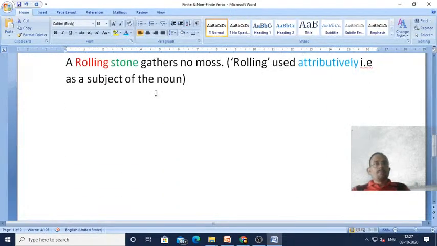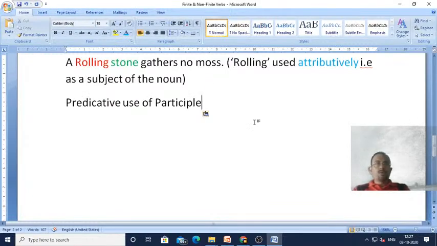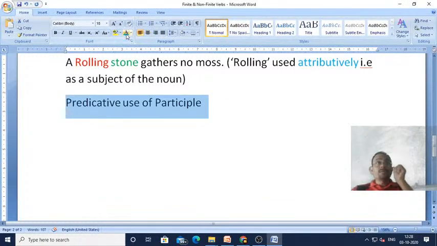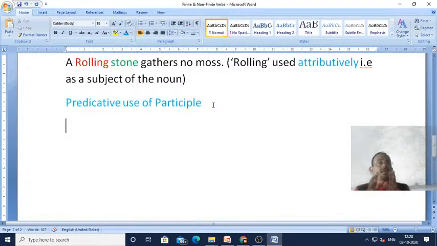Control C. Predicative use of participle, let me explain. What is predicative use? Predicate means what, dear students? Something that goes after. Attribute means what? Something that goes before. So here you can see "rolling" goes before the noun, that is why it is used attributively. Predicative means whenever the -ing will be used after something. So after what? Let us find out.